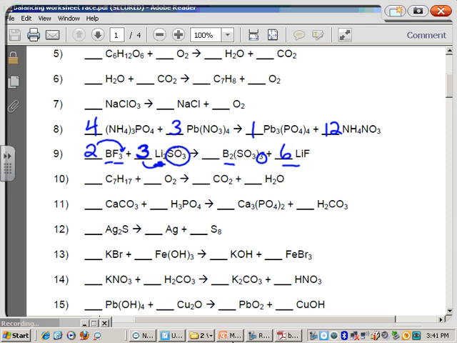Now let's just double check, take a count. 2 boron, I have 6 fluorine, I have 6 lithium, and I have 3 of the SO3s. Product side, I have 2 boron, I have 3 sulfite, 3 SO3s, and I have 6 lithium, and I have 6 fluorine. Equal numbers on both sides, so my coefficients are 2, 3, 1, and 6. All right, last one I'm going to do is number 11.